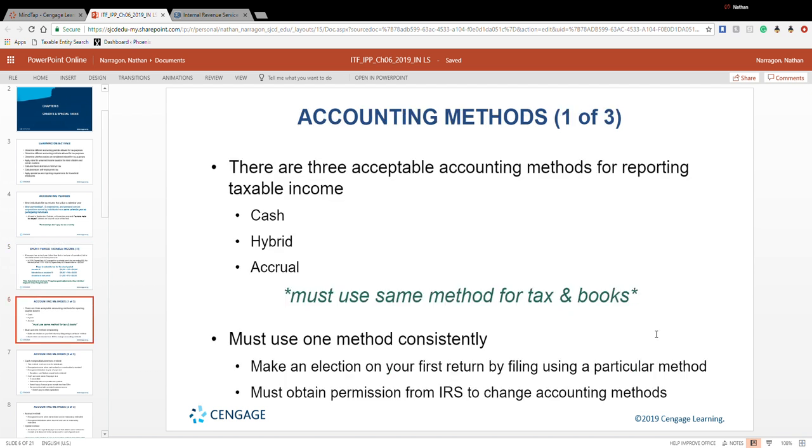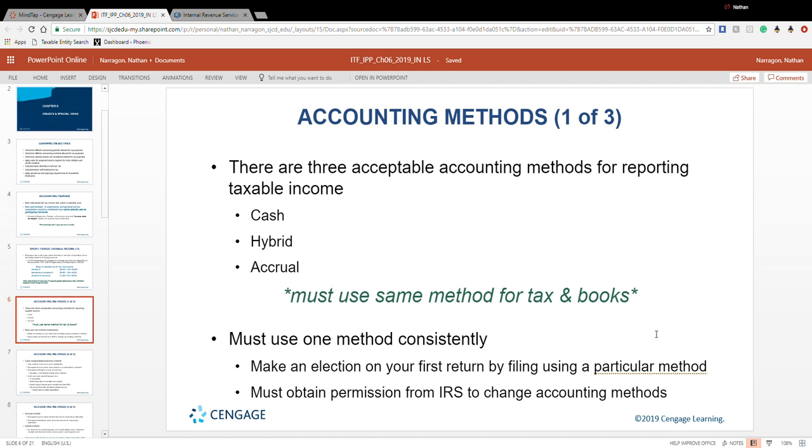And this again, something that we briefly got into with the Schedule C. Here are the accounting methods. Now, there are three acceptable accounting methods: cash, the hybrid, and the accrual. Hybrid, that one you don't see as much. It's either going to be cash or accrual.